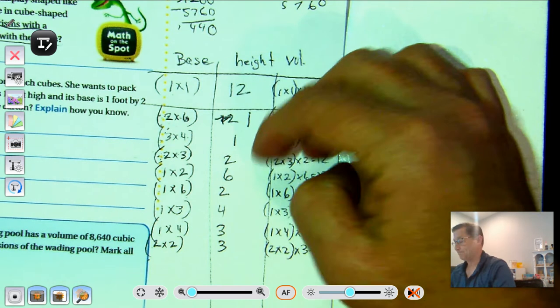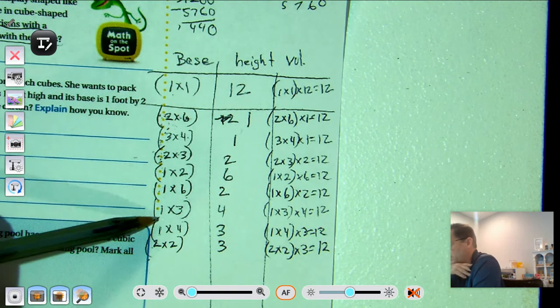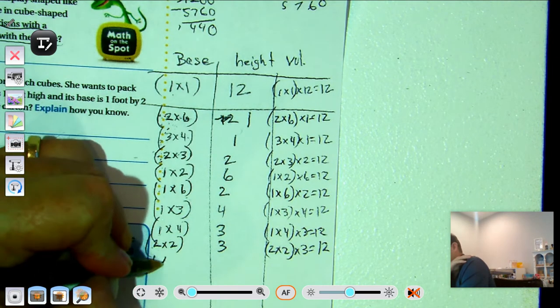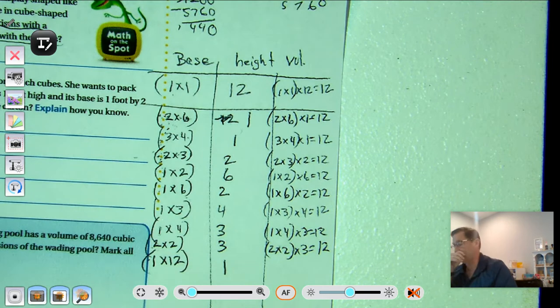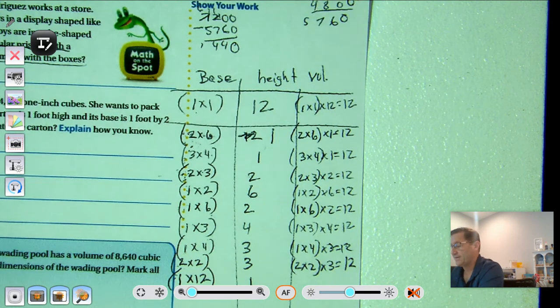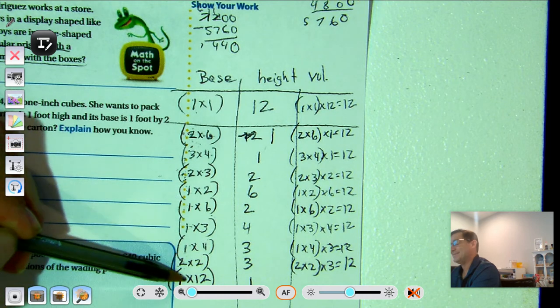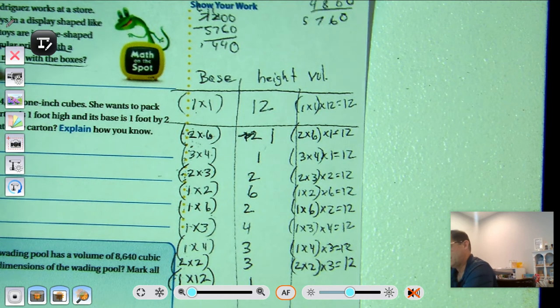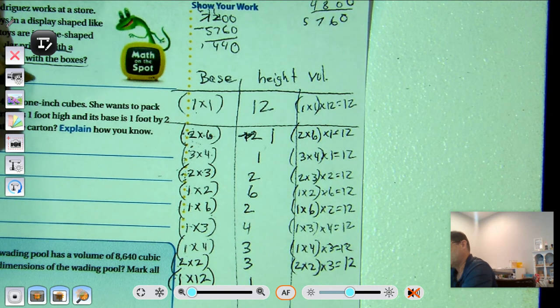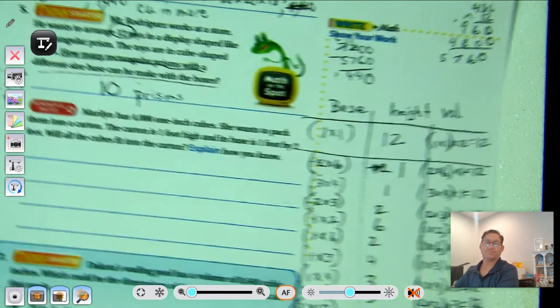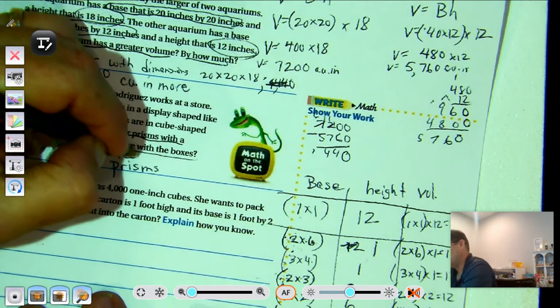Okay. So let me just double check my notes. So what if we only had a height of 1 and we had 1 times 12? That could be a possibility, right? Yeah. Okay, so those are the possibilities. So how many did we make? We made 1, 2, 3, 4, 5, 6, 7, 8, 9, 10 rectangular prisms.